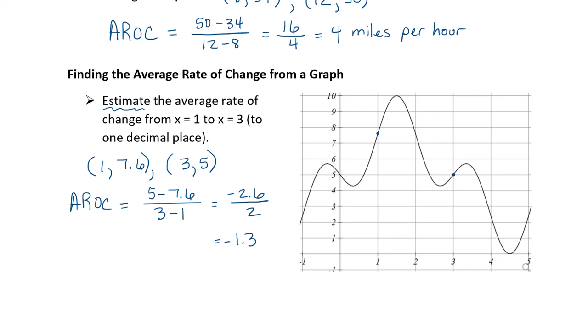So remember, you're finding the slope of the line that goes between those 2 points. Let's see. Does it seem like it makes sense? A negative 1.3 and over 1. Definitely looks like that. It's definitely a negative average rate of change as well.